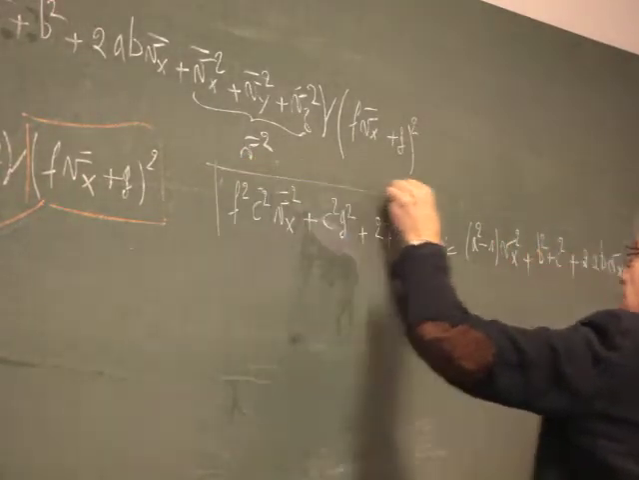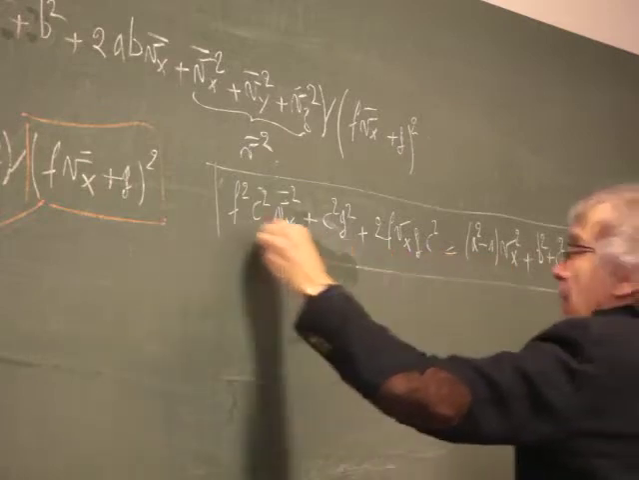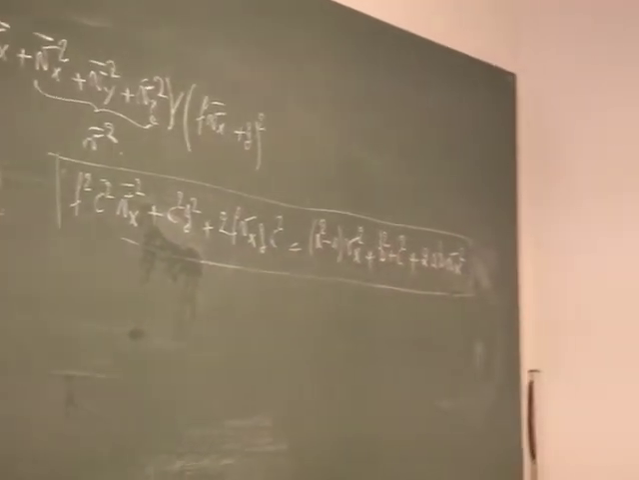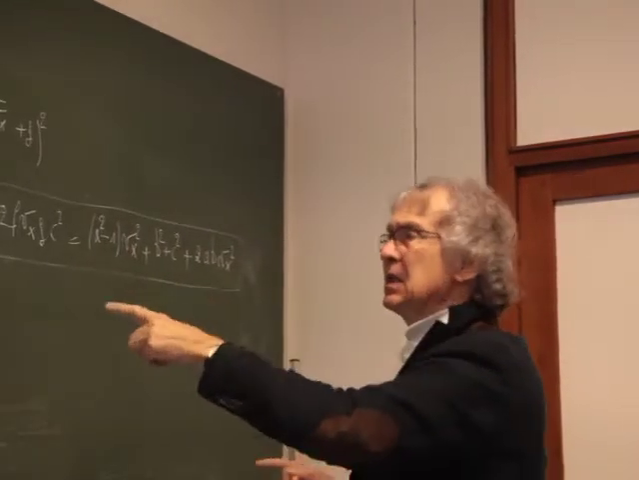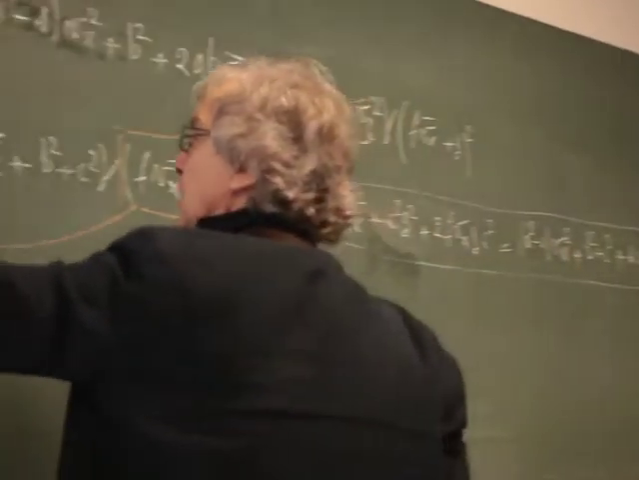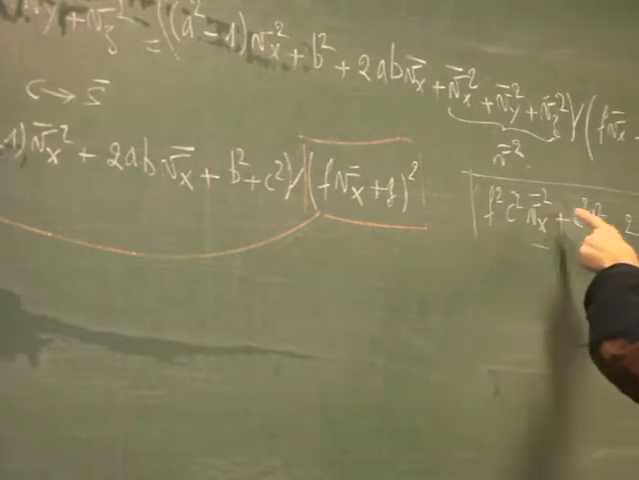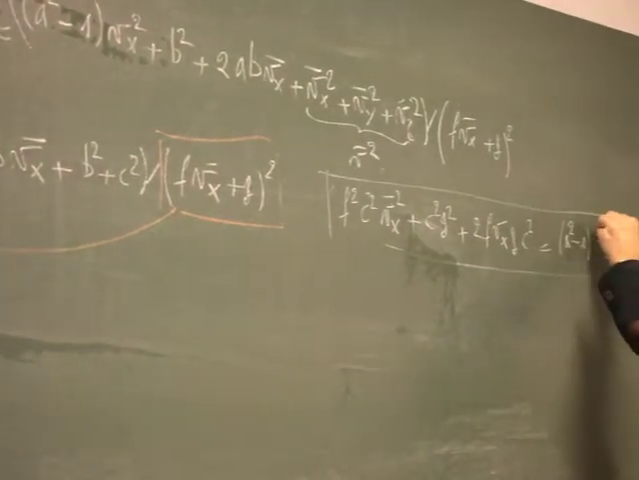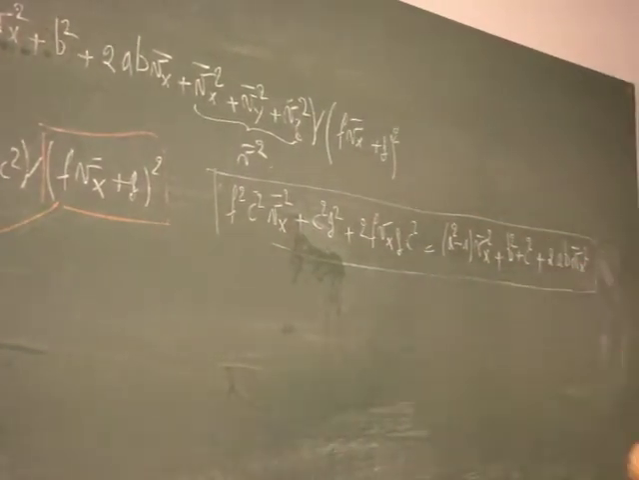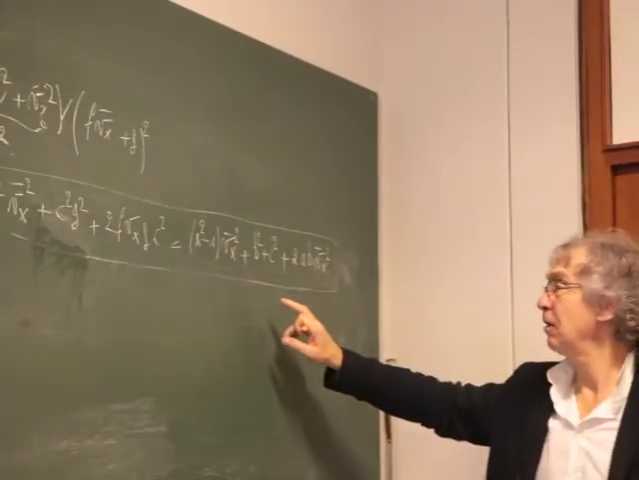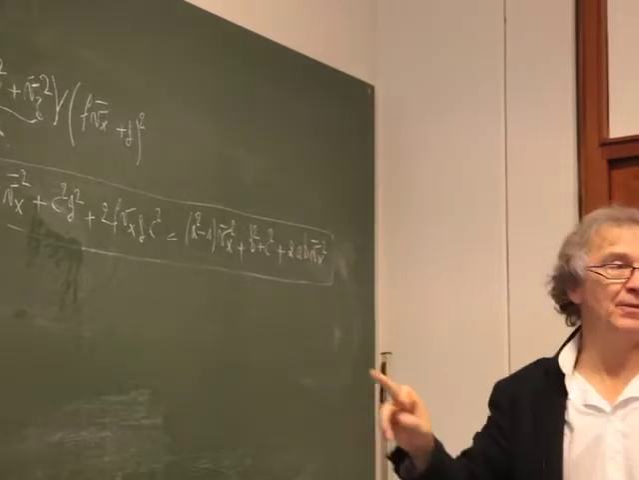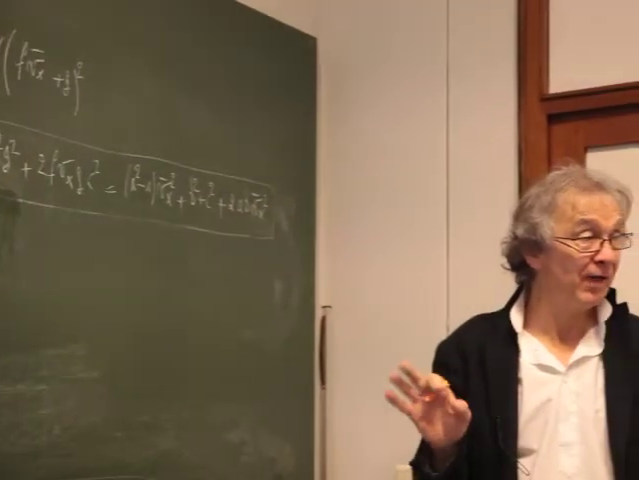Now you see that I have a relation, which should be valid. Wait a moment, I forgot the bars here: bar, bar, bar, bar, and bar. And this relation should be valid whatever the value of Vx bar, so it should always be valid.